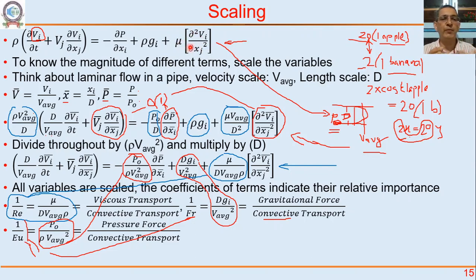So different people, when you ask them what is the Navier-Stokes equation, they will just give you different versions of this equation. Chemical engineers are the only species which deal with all situations: high Reynolds number, low Reynolds number, high Froude number, low Froude number, high Euler number, low Euler number. They are the only species in the world that deal with the Navier-Stokes equation in its full entirety.